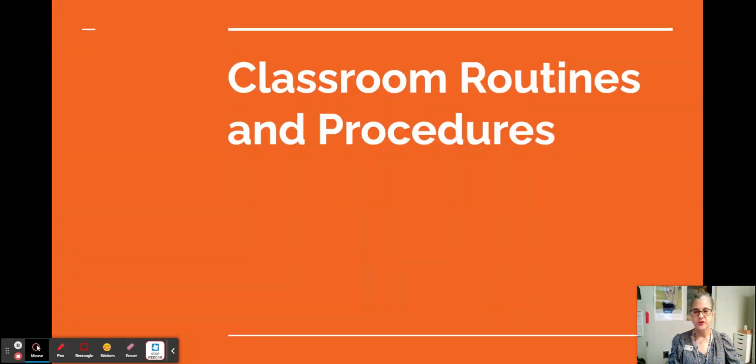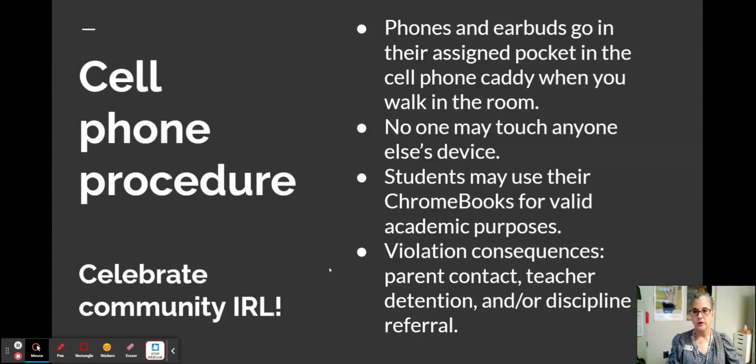Classroom routines and procedures. Hopefully your student brought home a piece of paper for you to sign with information about our class cell phone procedure, which is consistent across all of the ESOL classes. We have a no cell phone policy. There are special pockets on the wall for students to put their cell phones. I've already had to call one parent. So please know that if I call you, it's because your child was not following the class rules, which they very well know. My idea is to celebrate community in real life.